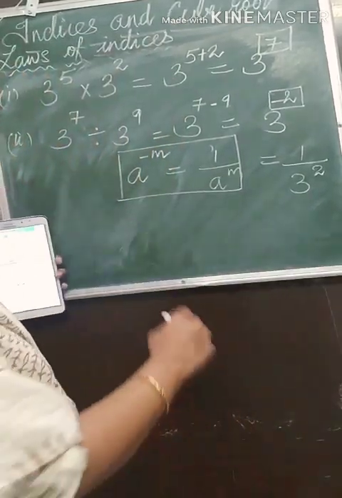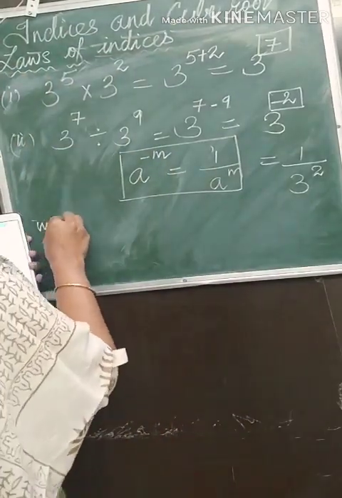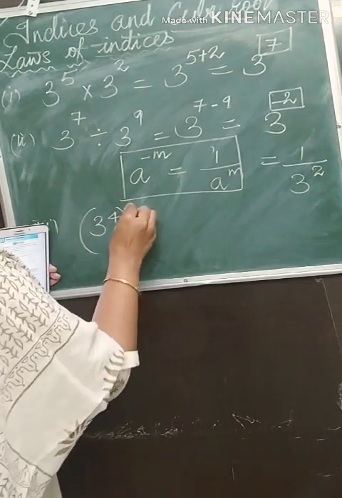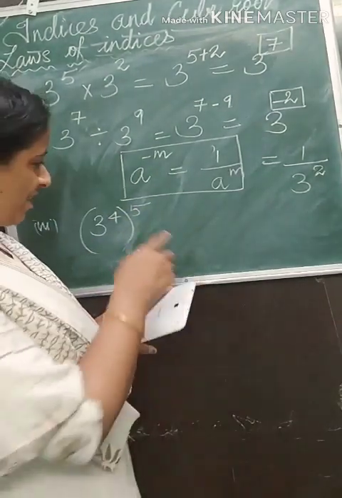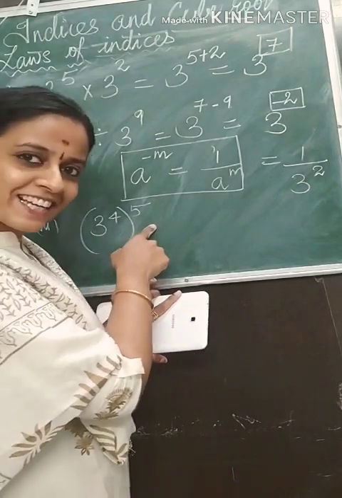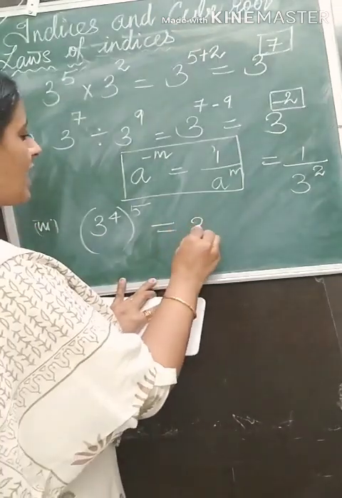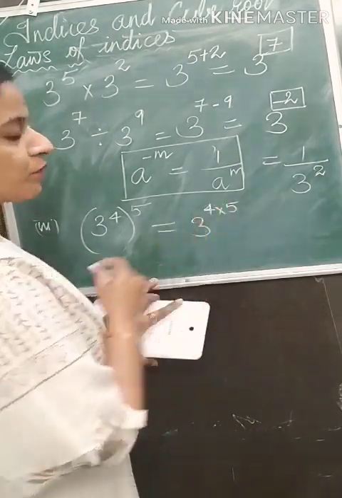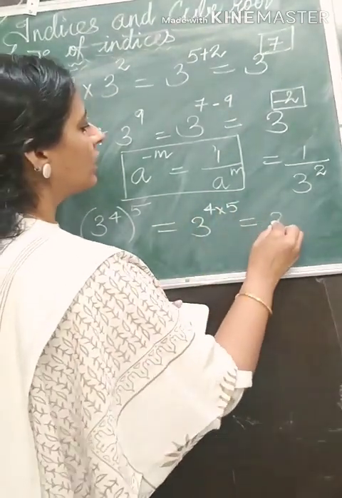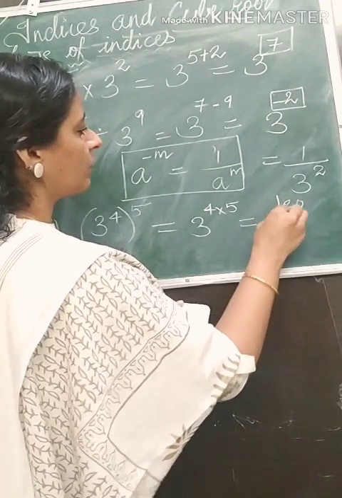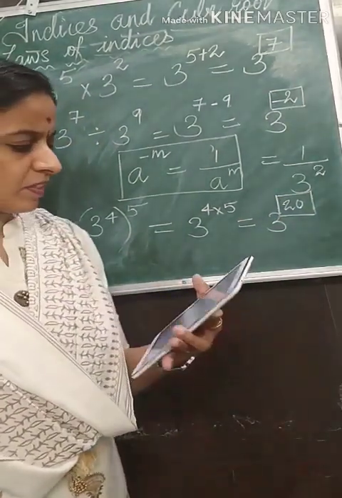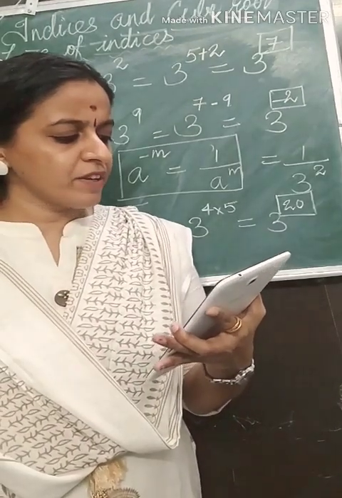Third one, what is the question? Third question is 3 raised to 4 the whole raised to 5. Very easy. One index inside the bracket, one index outside. So you will write it as 3 raised to 4 into 5. 4 into 5 will be 4 5s are 20. So 20 is the answer. These are easy. After that, we have the fourth question.